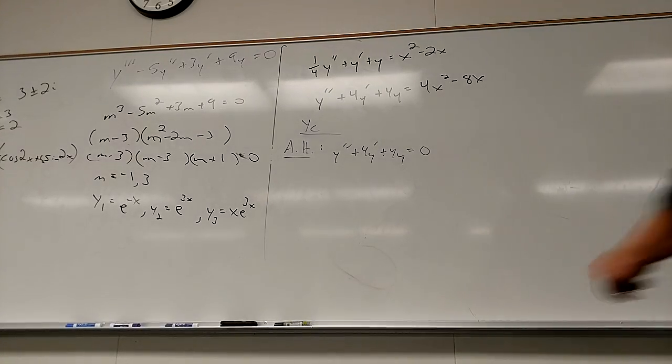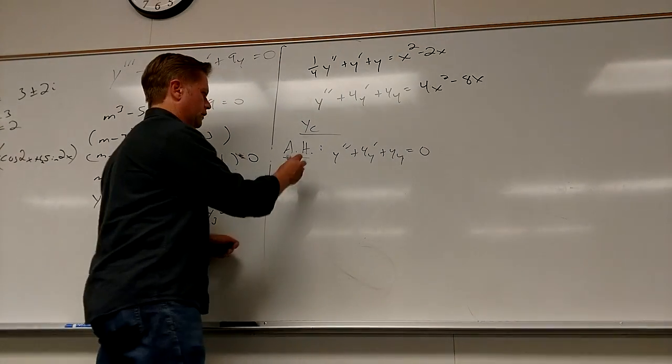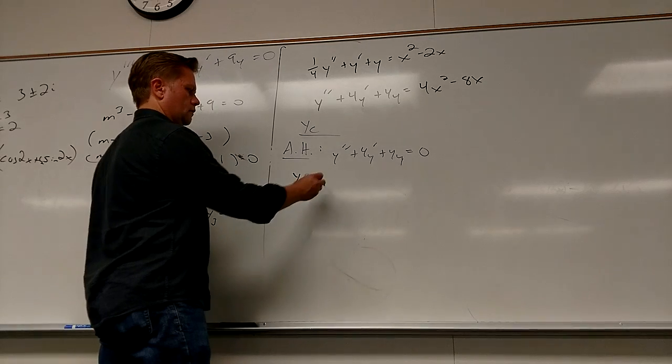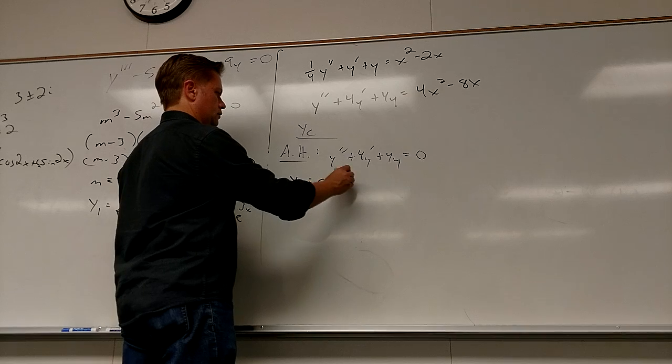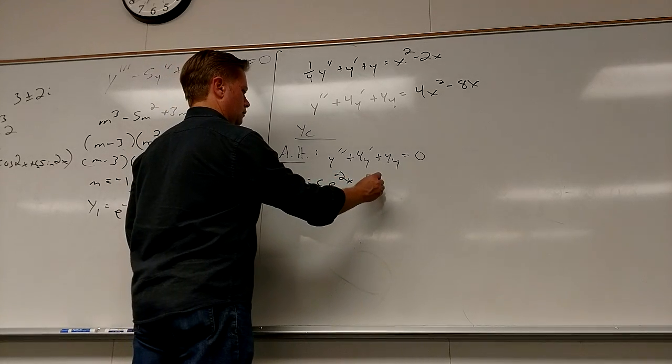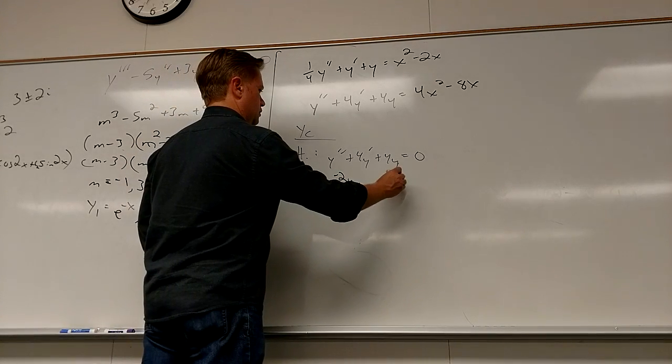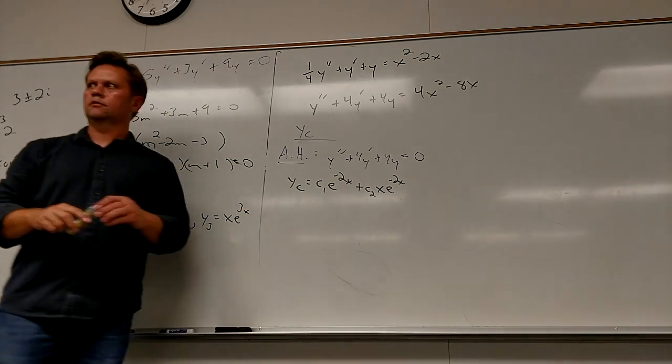Something interesting, right? What do you get for yc? e to the 2x, e to the negative 2x? Plus x, plus c2 x. Good, because it's a repeated root. I like it.